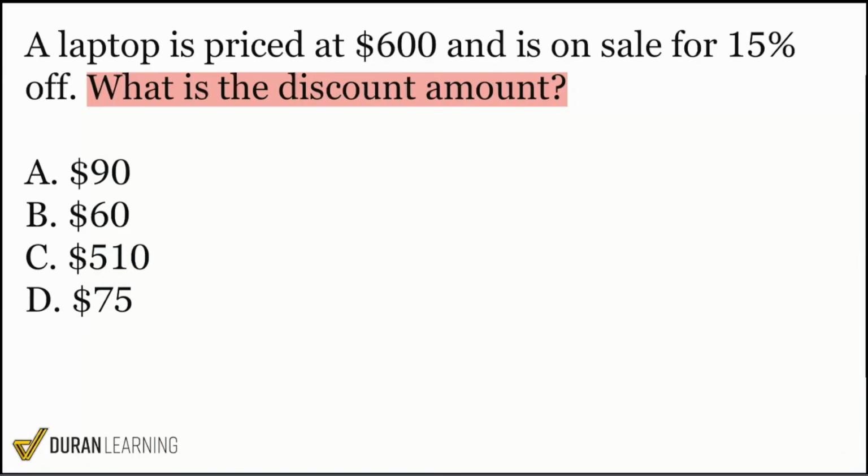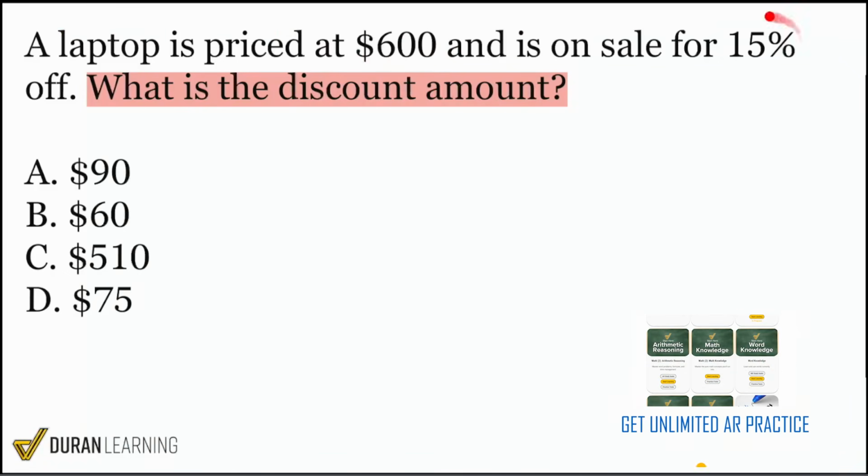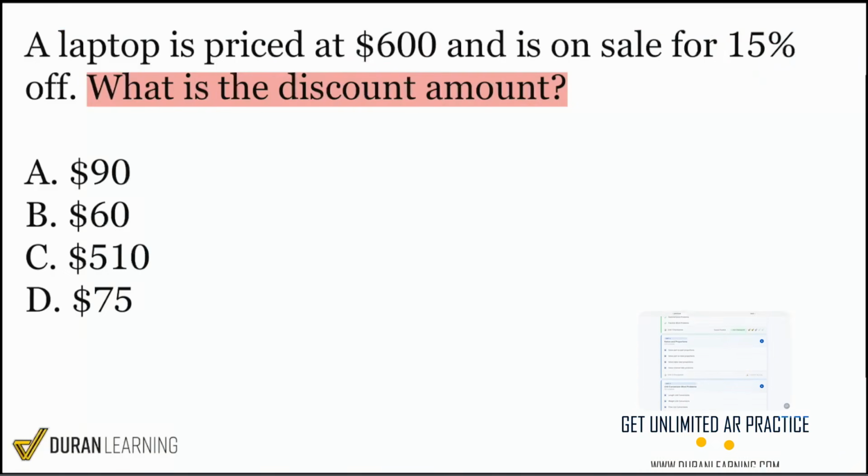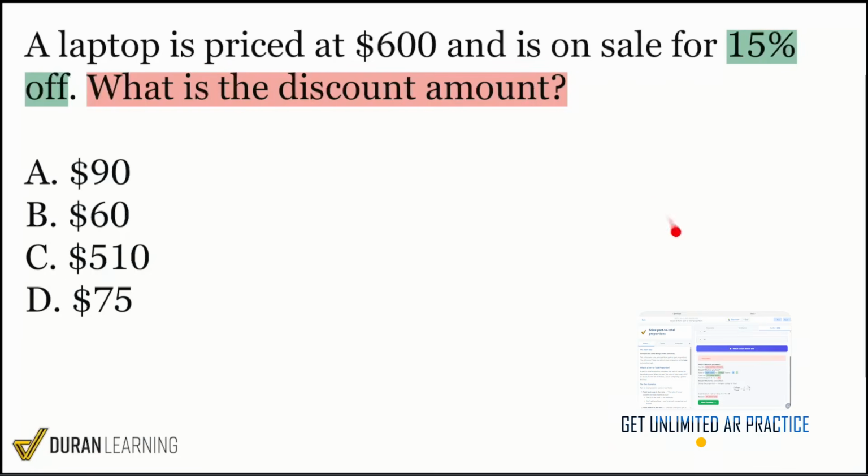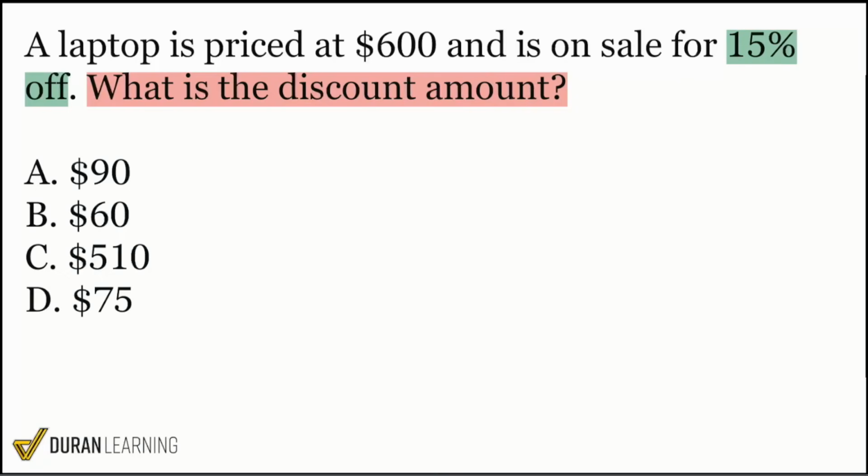Be very careful here. Here it says a laptop is priced at $600 and is on sale for 15% off. Everyone, when we say 15% off, although it doesn't say explicitly, that is the discount. Remember, a discount takes money off of that final amount. So 15% off, that represents our discount.